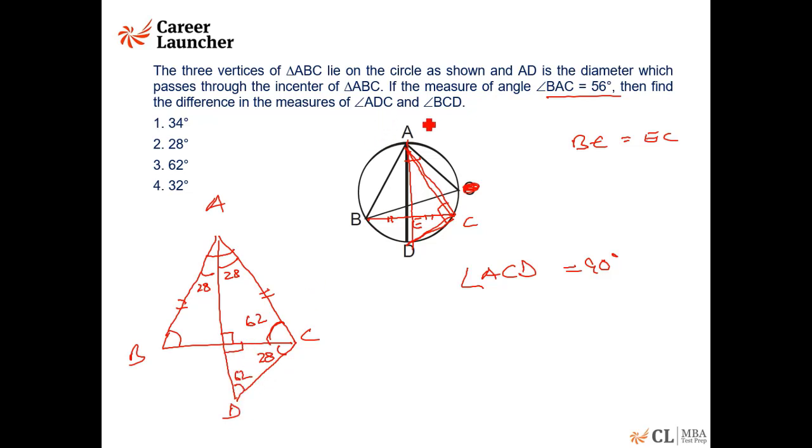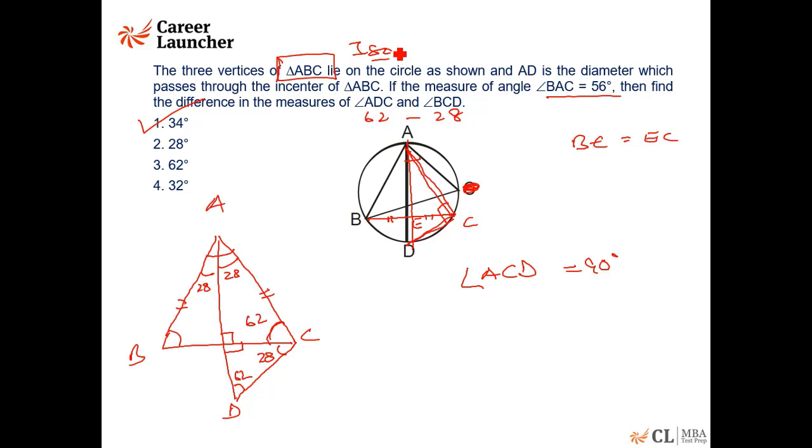So what is the difference between ADC and BCD? ADC is 62 and BCD will be 28. Answer should be 34. So the simple technique of taking triangle ABC as isosceles has solved the issue for us.